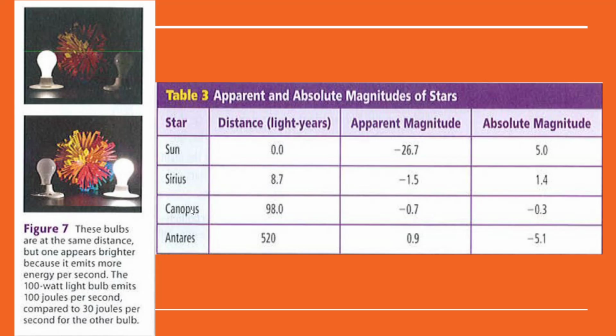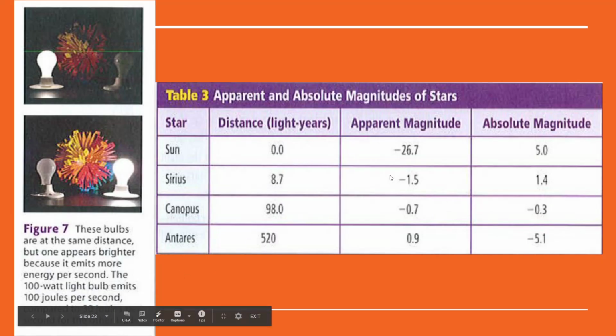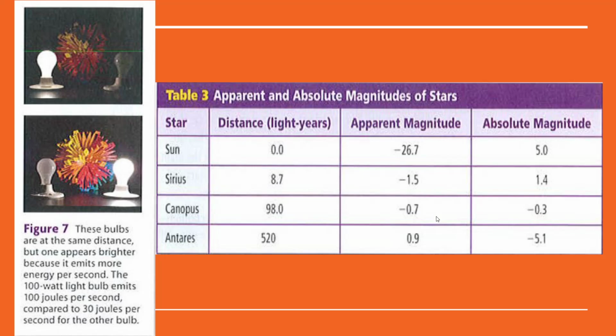Stars out there like Sirius, Canopus, and Antares, if we look at them at night, they have apparent magnitudes of negative 1.5, negative 0.7, and positive 9. So we know the smaller numbers are brighter. So we know that out of these three stars, Sirius is the brightest, Canopus is the second brightest, and Antares is the dimmest out of these three.